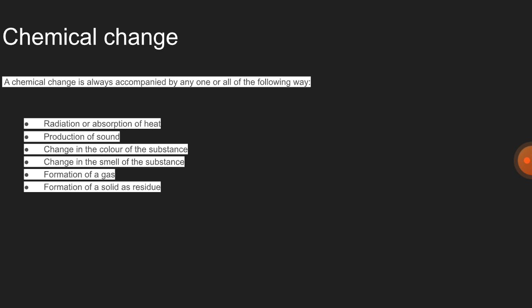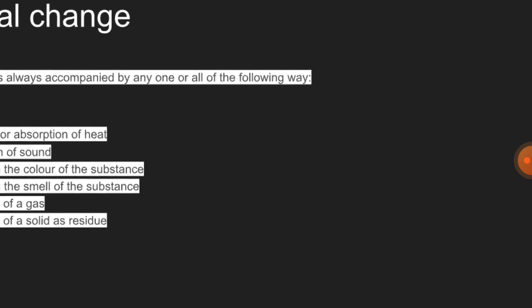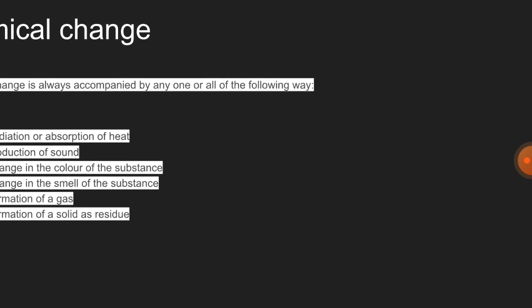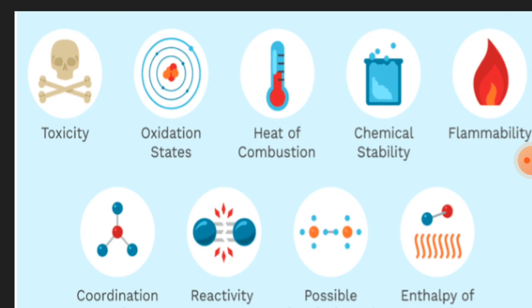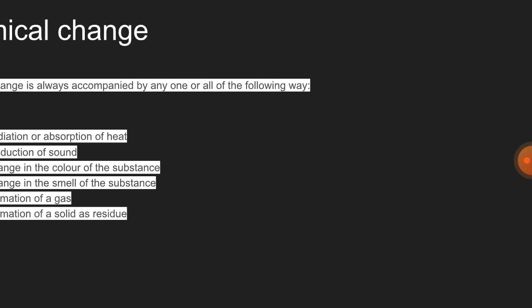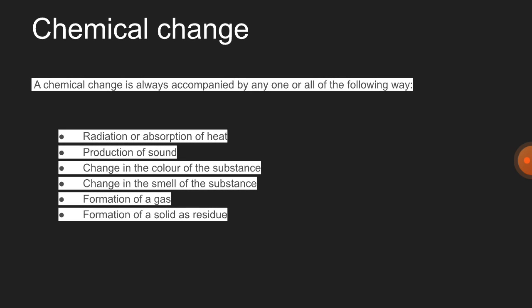Next, a chemical change is always accompanied by any one or all of the following. These are the things we can see in a chemical change. Radiation or absorption of heat. Radiation means when they are burning. For example, when I burn magnesium, it releases some light. That light releasing we can call radiation.